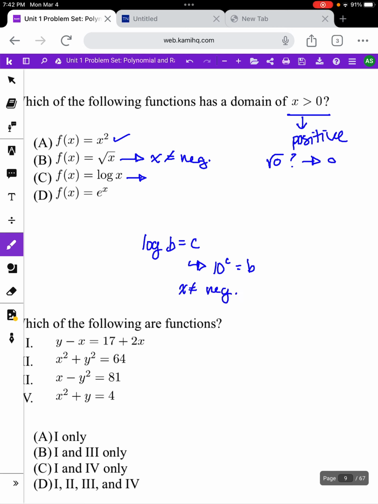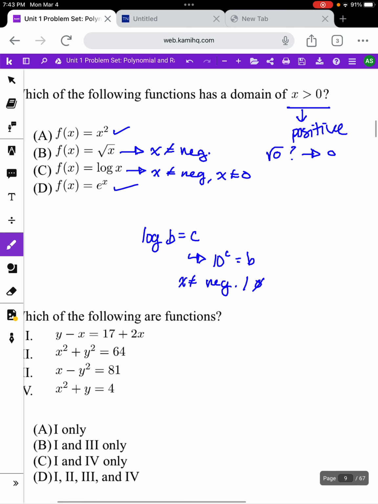Can it be 0? Well, again, even if c was 0, b would be 1, so it also can't be 0. So x can't be negative, and x can't be 0. And then e, I can put whatever I want in the exponent, right? So that doesn't matter, that's fine. So it's either b or c.